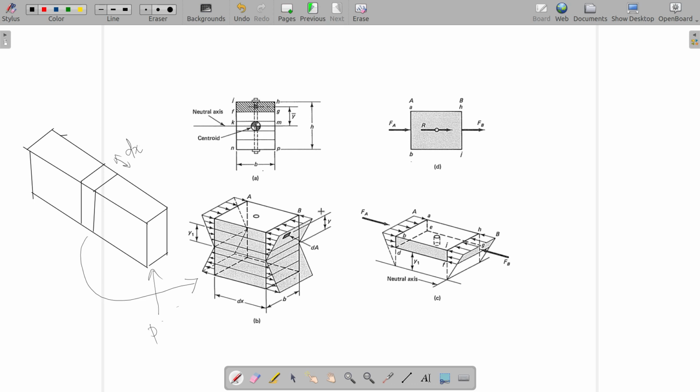Now we have discussed that. Now we will take this sectional view of this part from this side. Let's say the beam has a width B. Now we will consider a section at the top of the beam, GHIF.